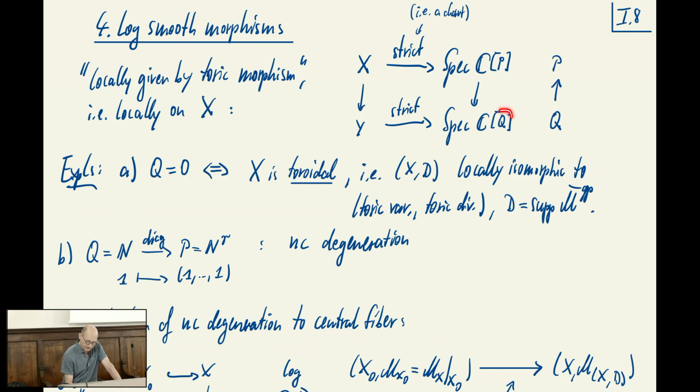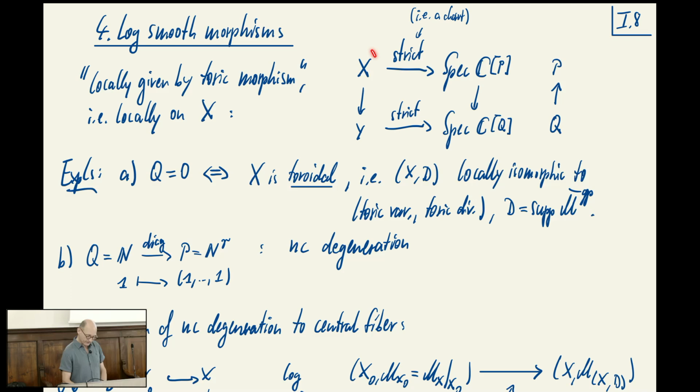If you take the case where the log structure on Y is trivial, meaning it's only invertible functions, so M bar is identically 0. So this translates into Q equals 0. Then this means that X is toroidal. So how do we get the divisor D? A toroidal pair, remember, was a pair of a variety with a divisor that locally looks like a toric variety with its toric divisor. So how do we get the divisor here? It's just the support of M bar. Okay, wherever the log structure is non-trivial, that's a point of D. So that gives a pair X comma D, which is locally, by the definition, locally isomorphic to that thing.